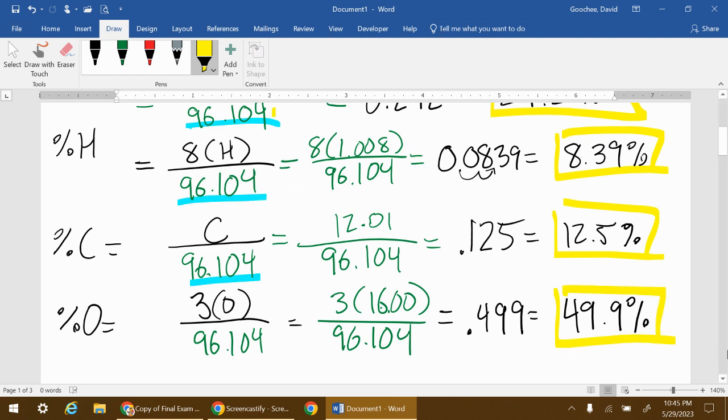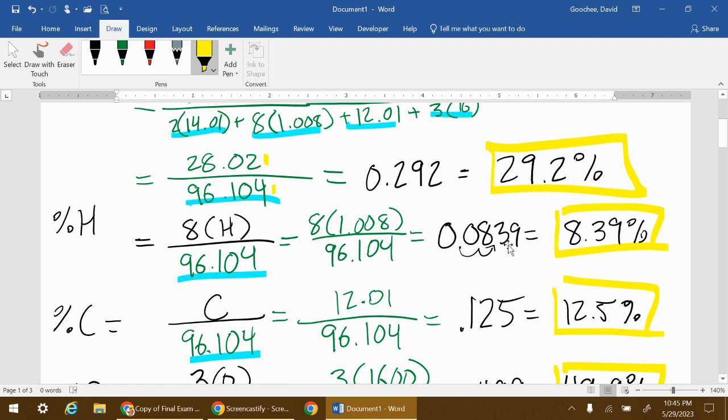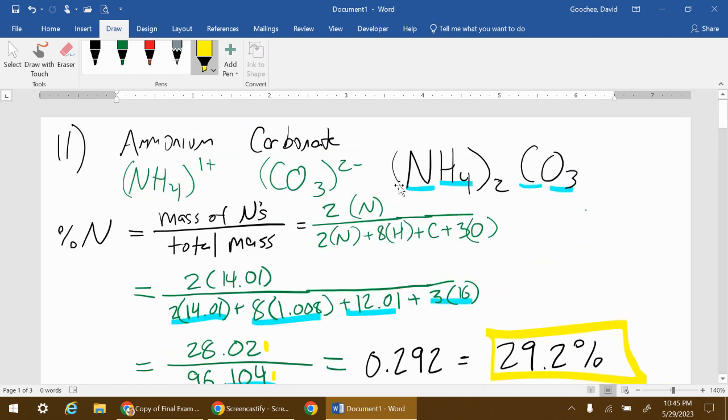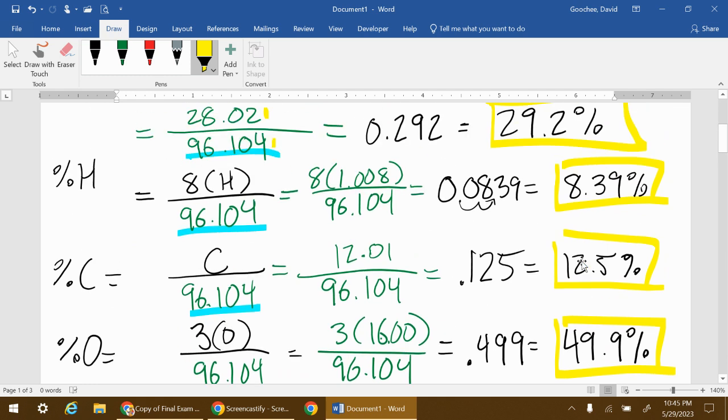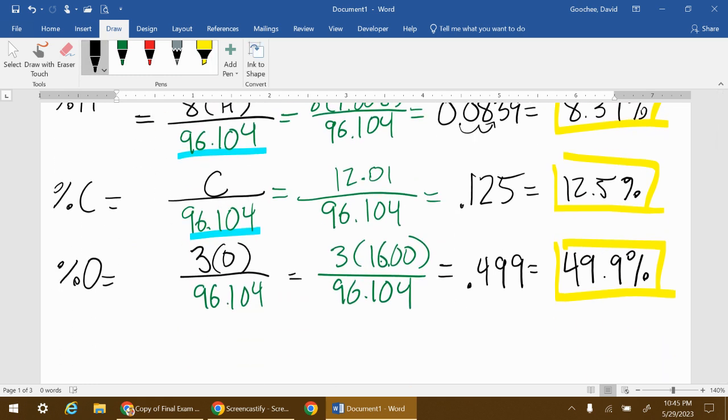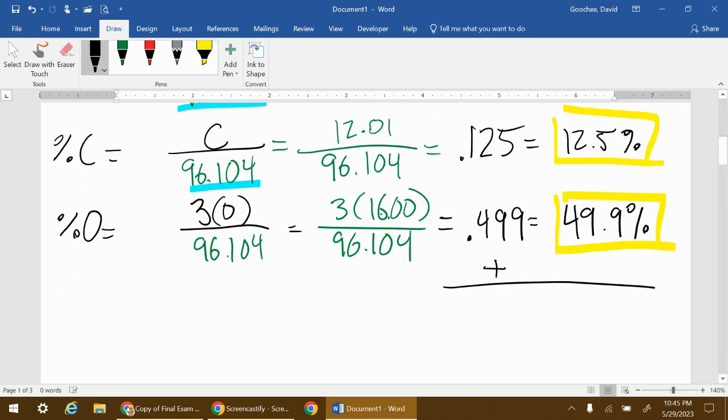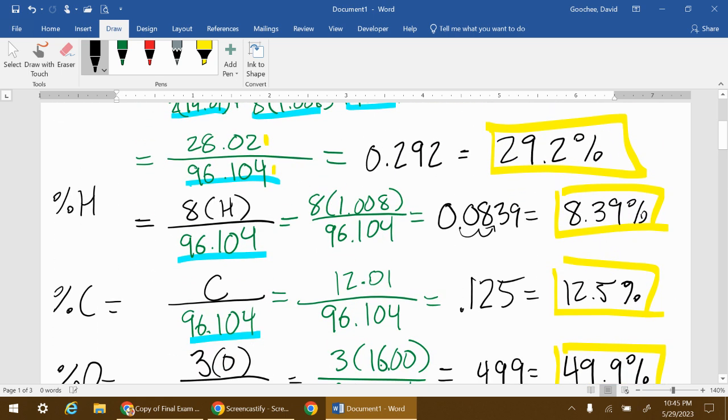That is the percent breakdown of all the elements that make up ammonium carbonate. Now, the way you can check your answer is by adding all of the percents together. If they're pretty close to 100, then you got it right.